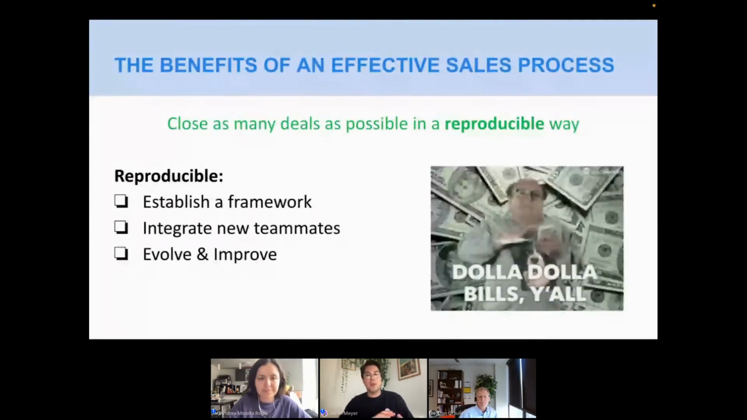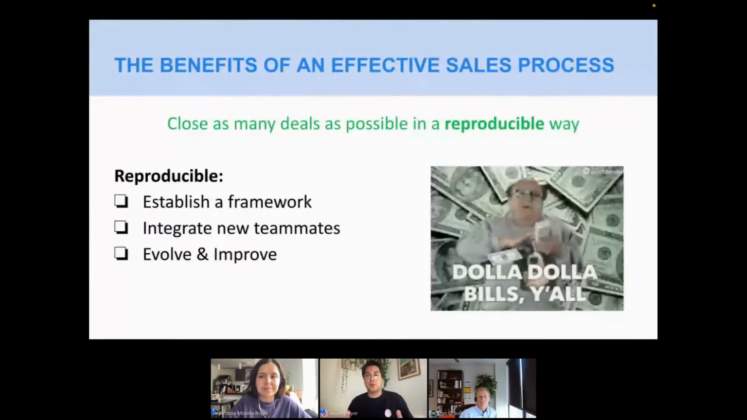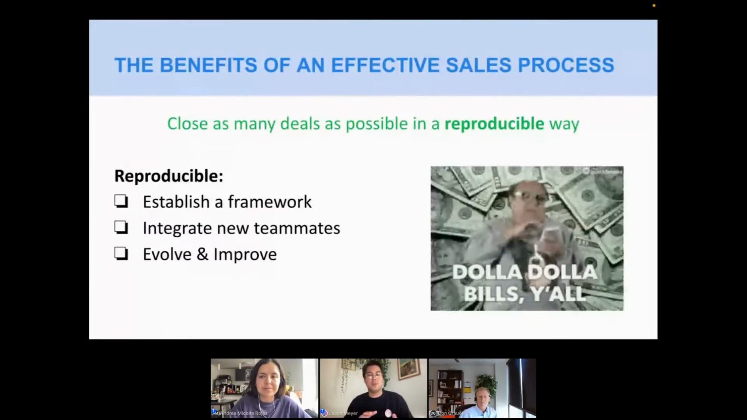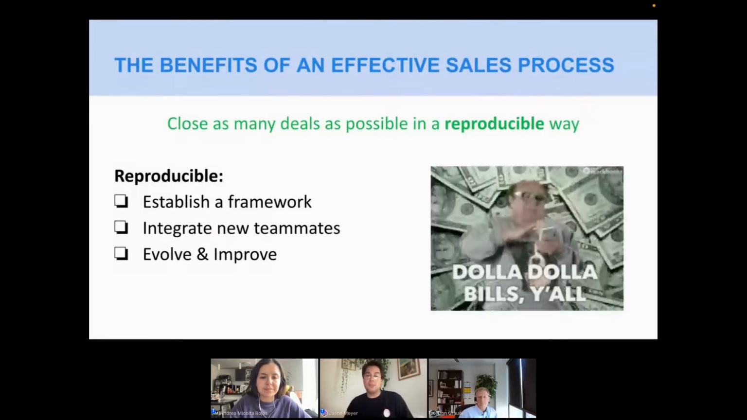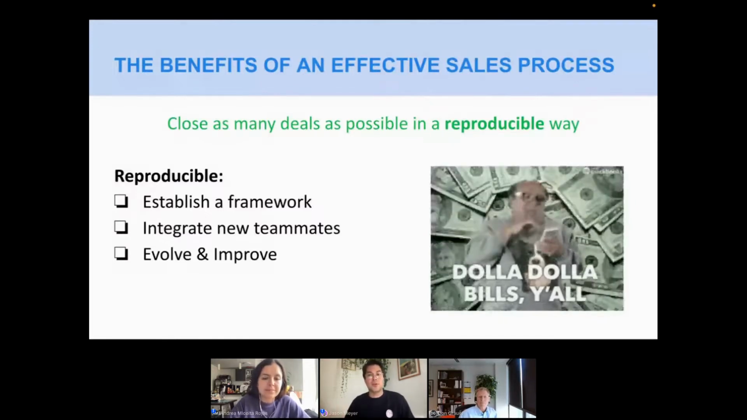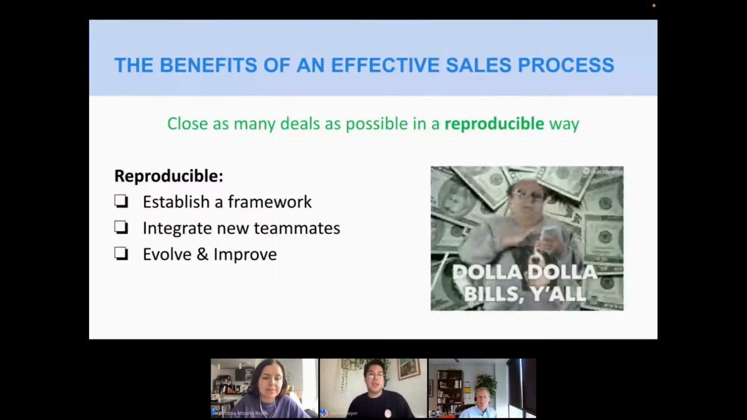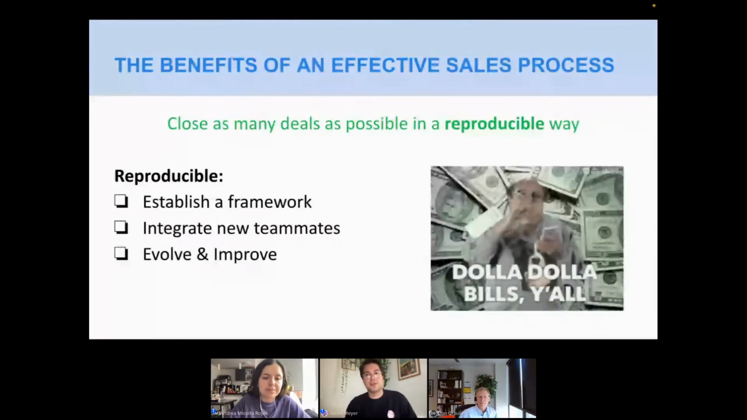So when you make a sales process reproducible, you establish a framework where you can follow and will always be a template for adding new teammates to your company. So you don't have to start from scratch. They have to follow the process, and that will help you both evolve and improve on the sales process.